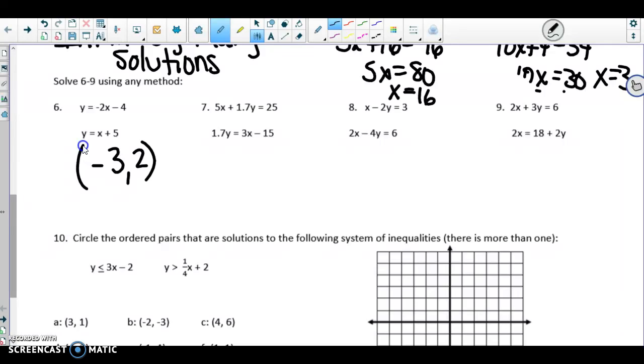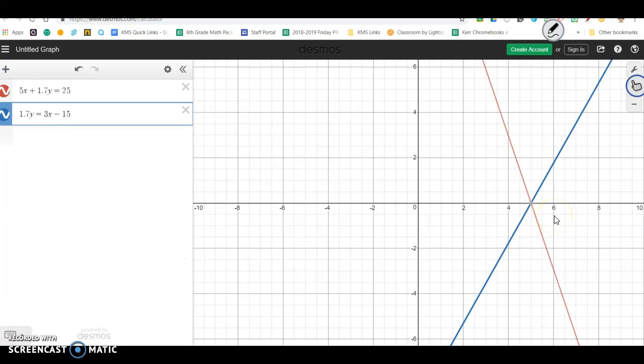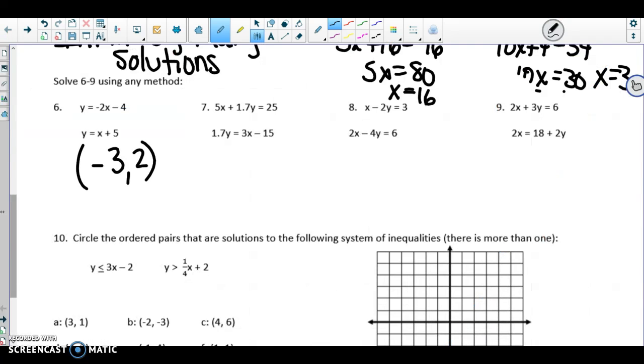All right, so the next one, we have 5x plus 1.7y equals 25, and 1.7y plus 3x equals 3x minus 15. When we plug both of those into Desmos, we find that they intersect at the point (5, 0). So our solution would be (5, 0) for that second one.